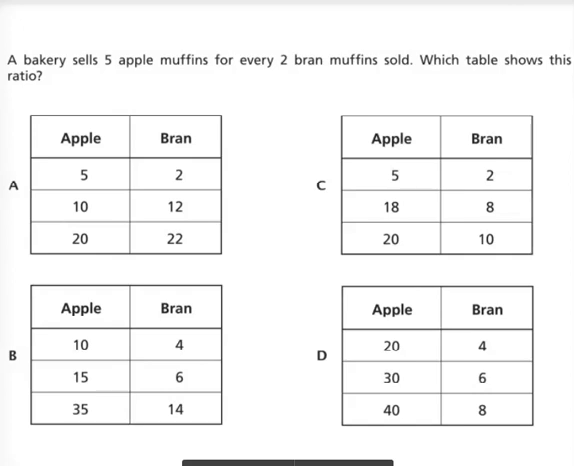B. Why do you get B? Because for every 5 apple muffins, 2 bran muffins were sold. So since there's 10 apple muffins, that's 2 times 2, which is 4. So it's that, and also it's the rest.